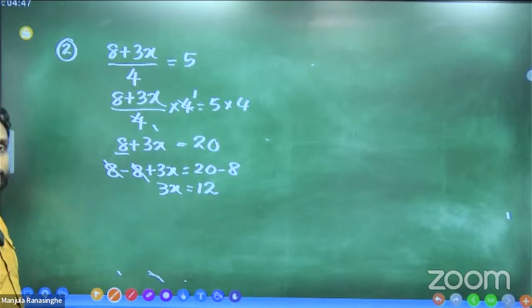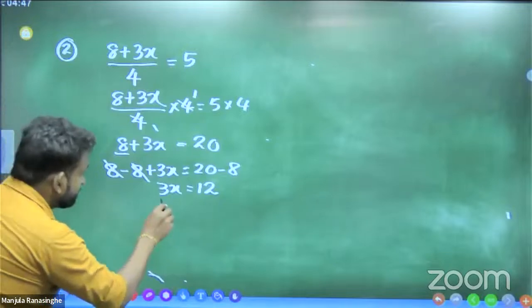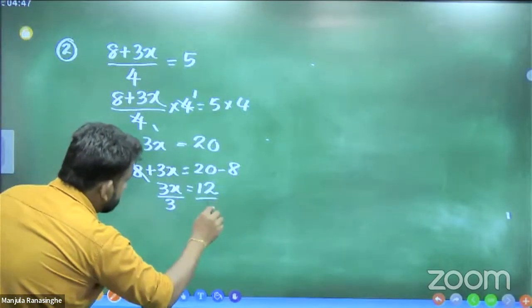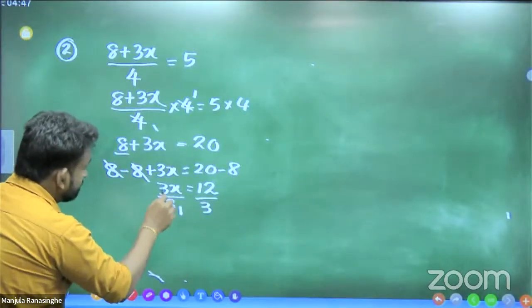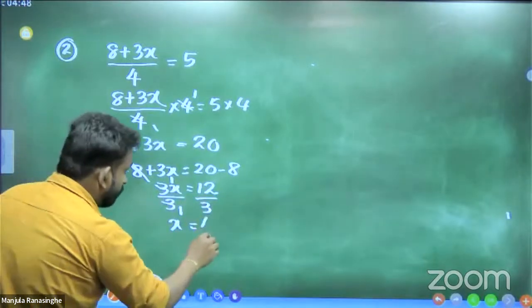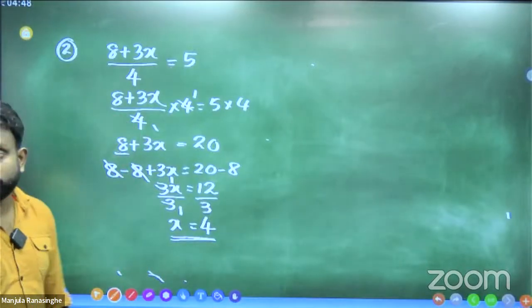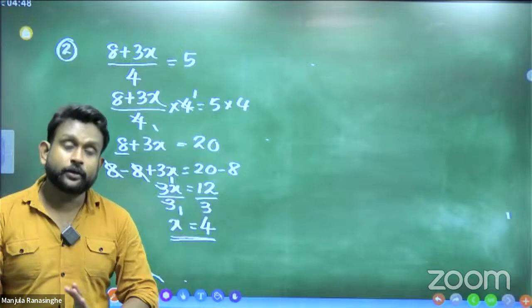Then x is to be made the subject. Here we have 3x. So how to subject x? Just divide by 3 on both sides. So 3 and 3 cancel out. Then x equals 12 upon 3, which is 4. So x equals 4. That is the solution that satisfies the equation.